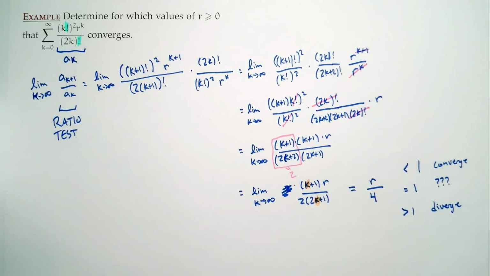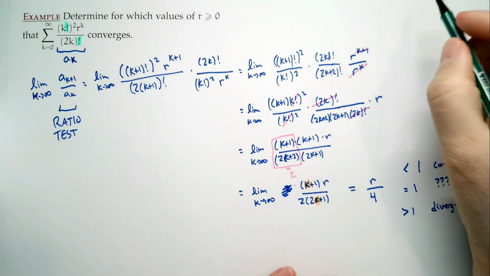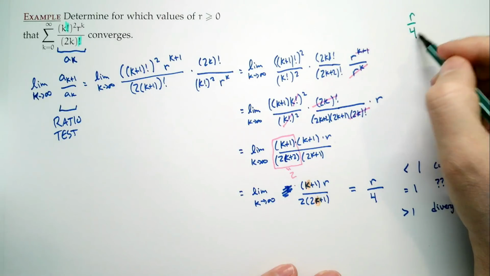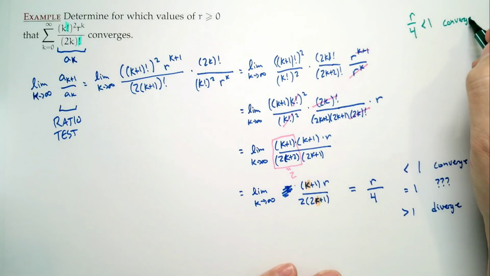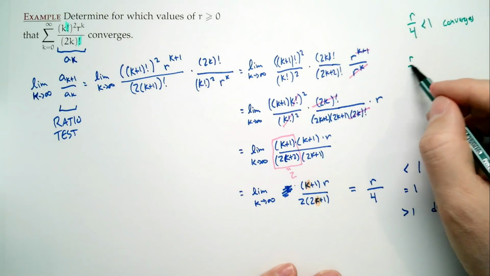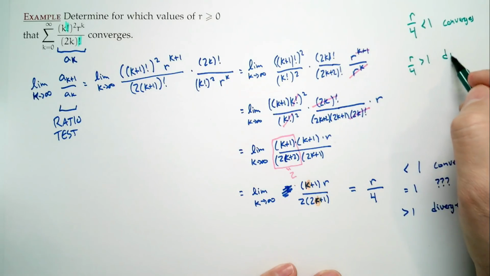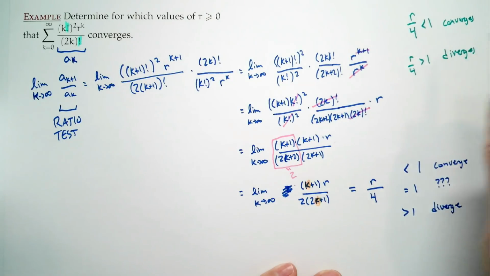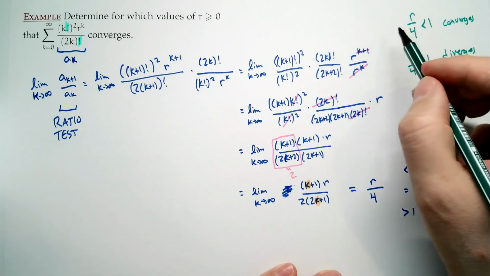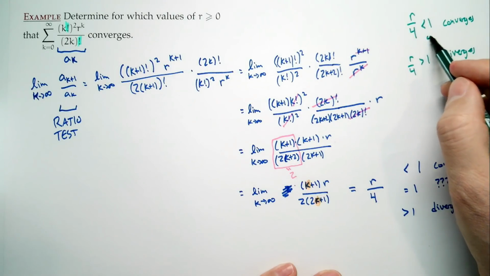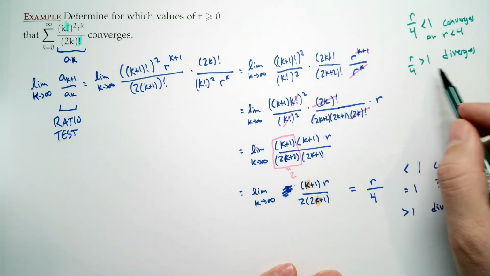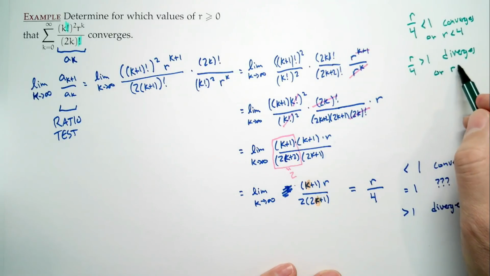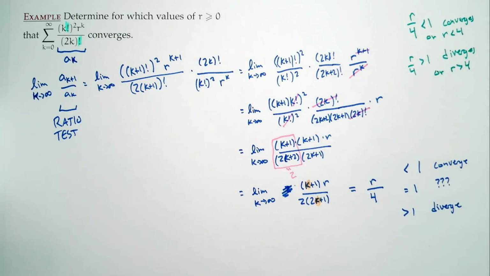So that tells us a couple of things. So we know for sure if r over 4 is less than 1, it converges. And we know that if r over 4 is bigger than 1, it diverges. Well, of course, r over 4 being less than 1 is the same thing as saying, what? If r is less than 4, it converges. r over 4 bigger than 1, same thing as saying r is bigger than 4, it diverges. So we're pretty close to knowing everything.